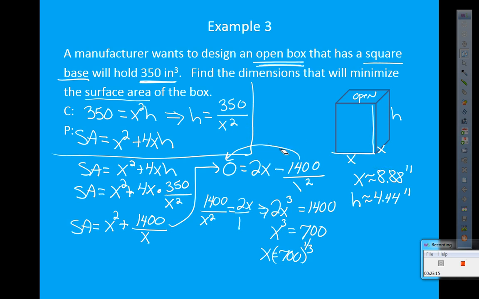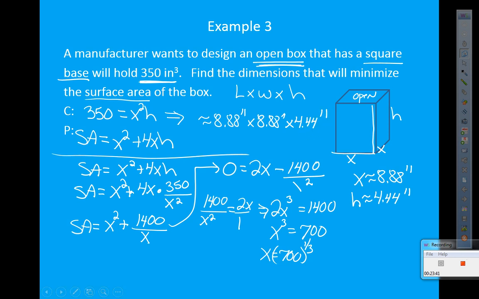Now, to bring it home, to give the dimensions of the box, it's going to look like this. I'm going to say that the dimensions, we always describe it in terms of length by width by height. So I'm going to say that it's about 8.88 inches by 8.88 inches by 4.44 inches. So there's the dimensions of the box. What will that do? It'll give me a volume of 350 cubic inches, but it will minimize the amount of material, hopefully saving the consumer some cost.